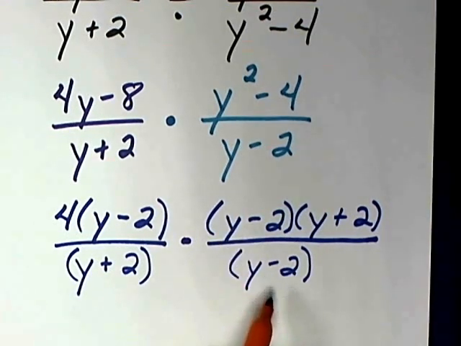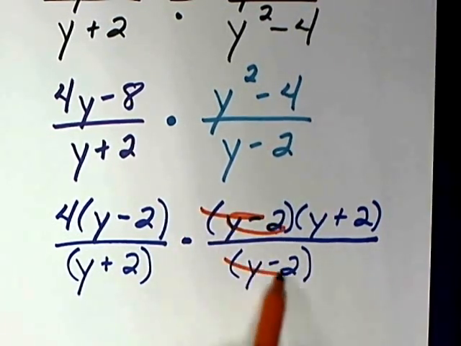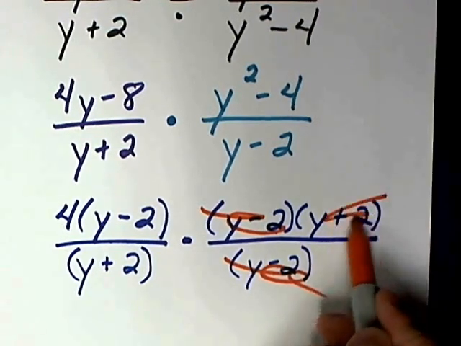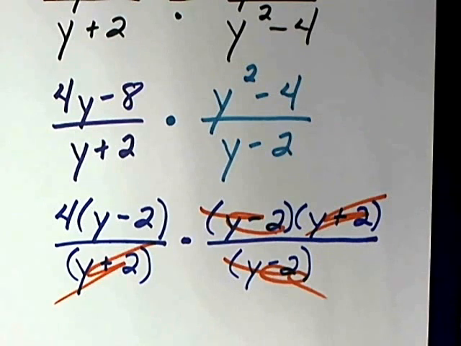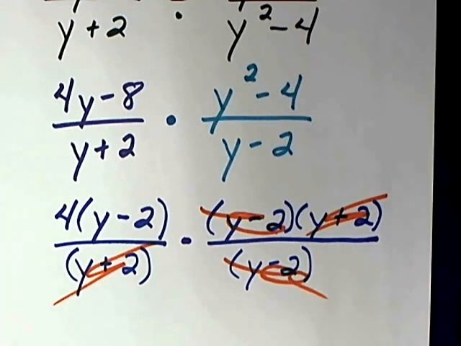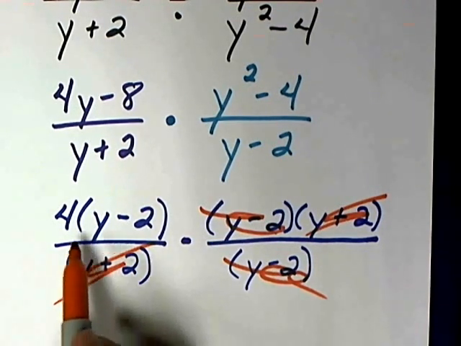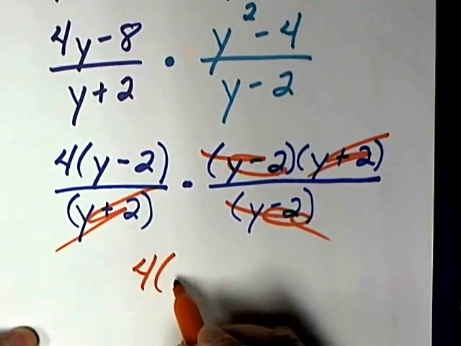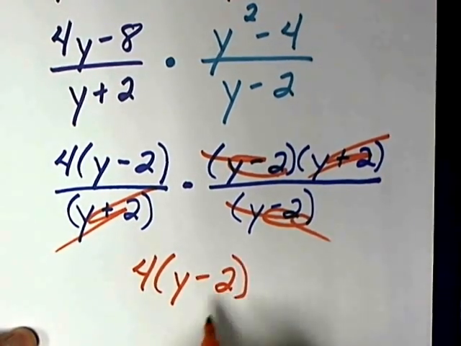Ooh, y minus 2 over y minus 2. Ooh, y plus 2 and a y plus 2. Oh, there's another y minus 2. Can't I cancel that? No, this one's already canceled. It's gone. You can't cancel it twice. So what am I left with? Well, we're left with just that quantity, 4 times the quantity of y minus 2.